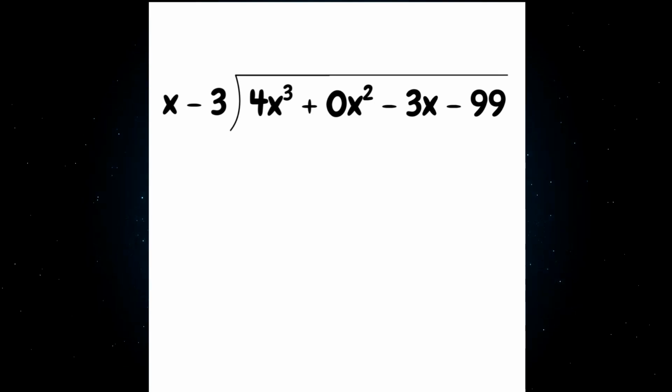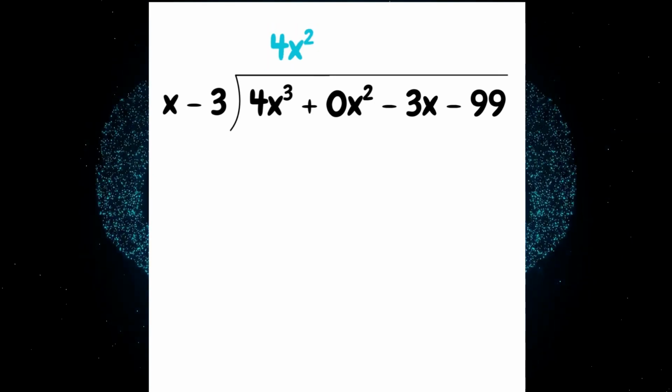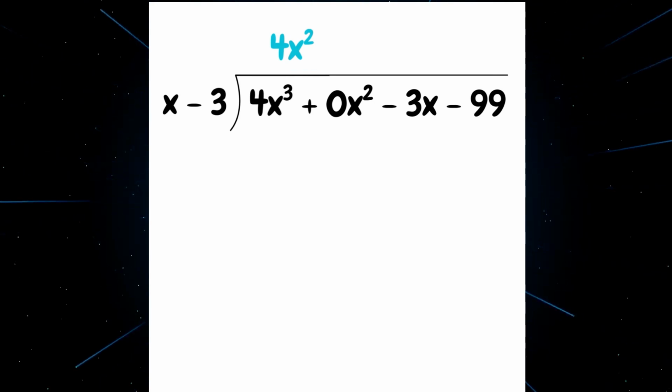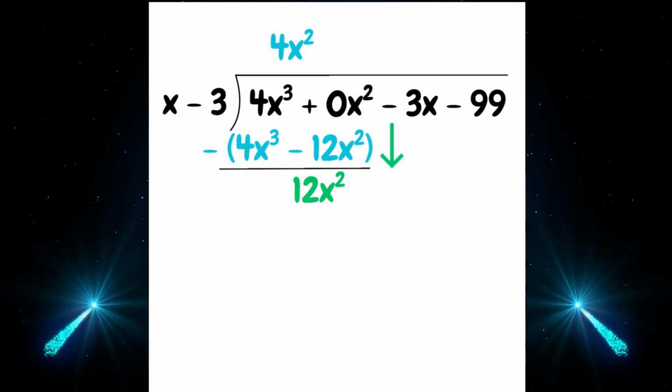I divide the same way I would normally. x times what gives me 4x cubed? In this case, 4x squared. 4x squared times x gives me 4x cubed, and 4x squared times negative 3 gives me a negative 12x squared. From here, I can subtract. 4x cubed minus 4x cubed is 0. 0x squared minus negative 12x squared gives me a positive 12x squared. Then I can bring down that negative 3x.